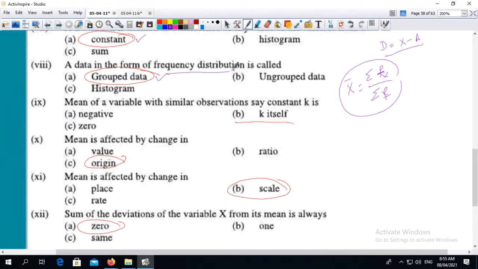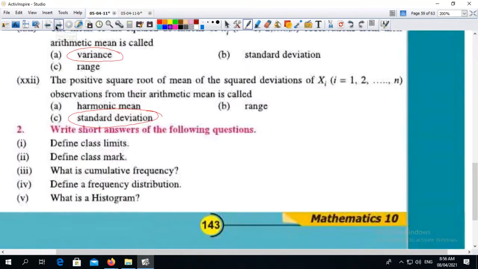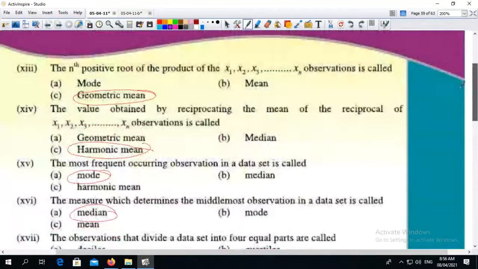Mean of a variable with similar observations, say constant k, is k itself. Mean is affected by change in value, ratio or origin. The answer is origin. Mean is affected by change in scale. The sum of the deviations of the variable x from its mean is always 0. You can check in questions: whenever you add the deviations, it becomes 0.